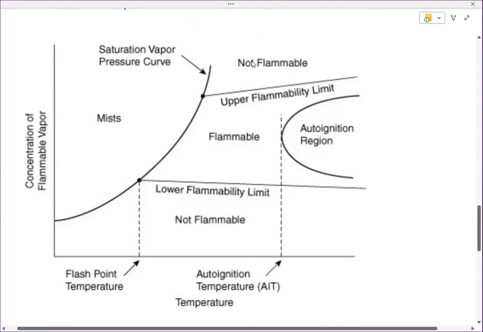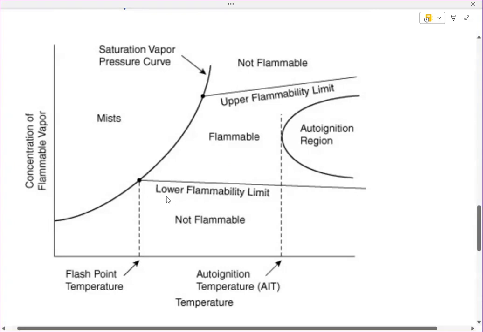So a common question I like to ask and get you thinking is, if you had the choice to store a chemical either above the upper flammability limit or below the lower flammability limit, which one would you choose and why? So think about that one. Actually, I'll just give you a couple more seconds, maybe hopefully encourage you to pause the video, and then I'll tell you.